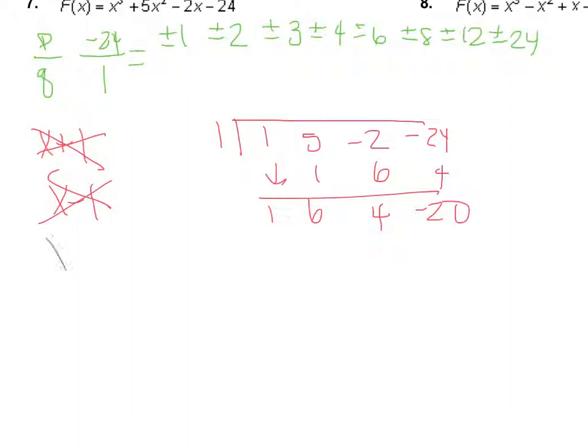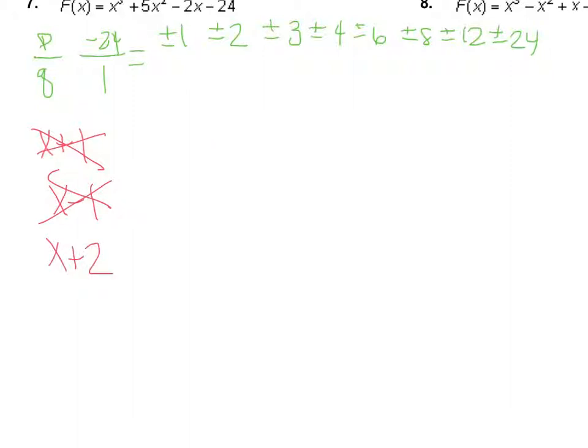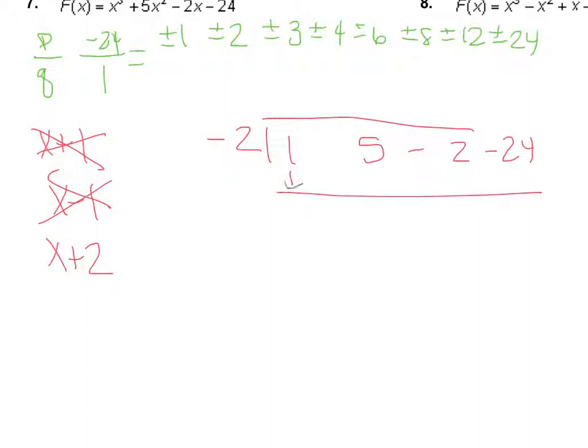So I'm going to try x plus 2 next. So that means I'm going to do negative 2, then my division symbol. 1, 5, negative 2, and negative 24. So I'm going to bring down my 1. Negative 2 times 1 is negative 2. 5 minus 2 is 3. Negative 2 times 3 is negative 6. Negative 2 minus 6 is negative 8. Negative 2 times negative 8 is positive 16. Negative 24 minus 16 is negative 40. So still not a factor.